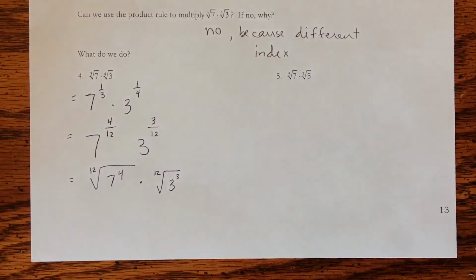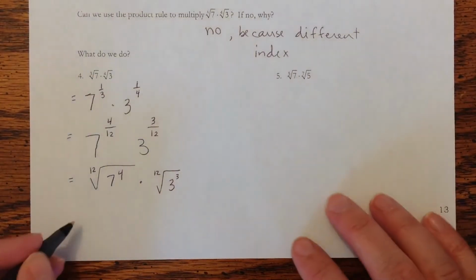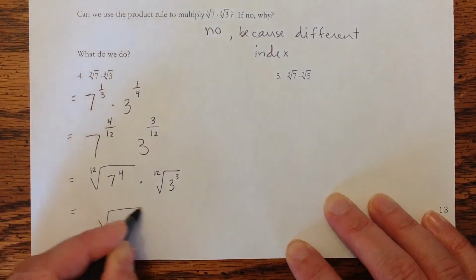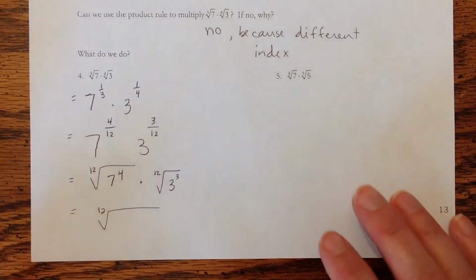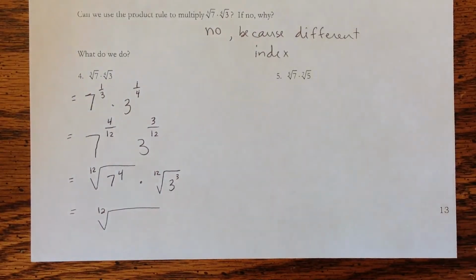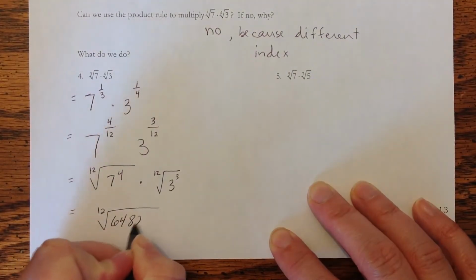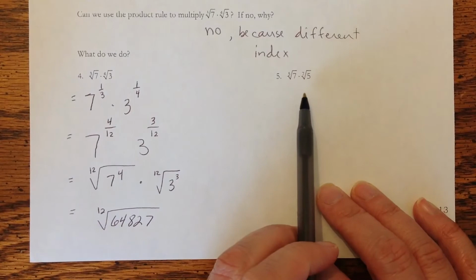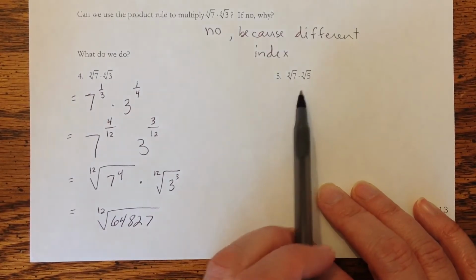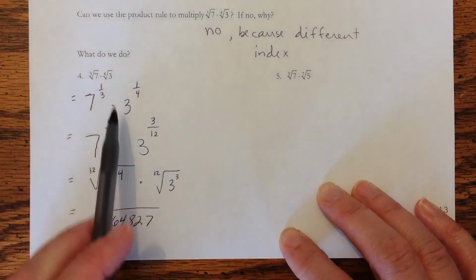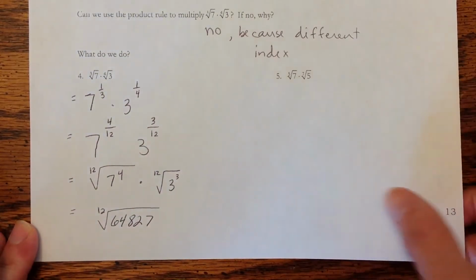So now we're able to multiply these radicals together because they share the same index. So when we multiply radicals that share the same index, we keep that same index and we multiply together the numbers. So we're going to take 7 to the 4th power times 3 to the 3rd power. We get 64,827. This would be done exactly the same way. If you would like to try it on your own, you can do so. It would follow the exact same steps as this problem.